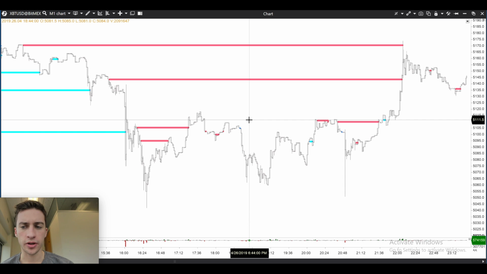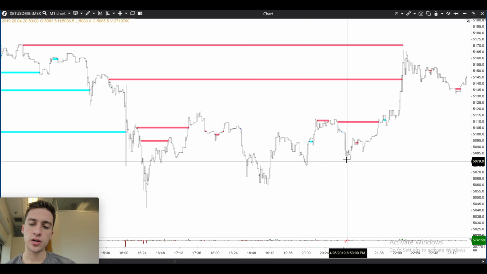And in Auction Market Theory, I talk a lot about how price likes to finish and resolve auctions. The good news is we now have an indicator that we can use that will tell us when an auction has been unresolved, unfinished, and when an auction has been resolved. So here's what you are looking at.